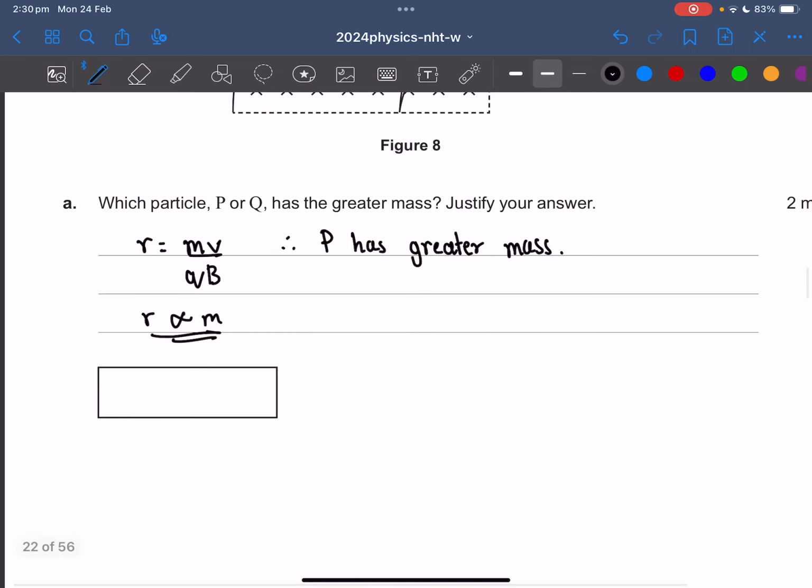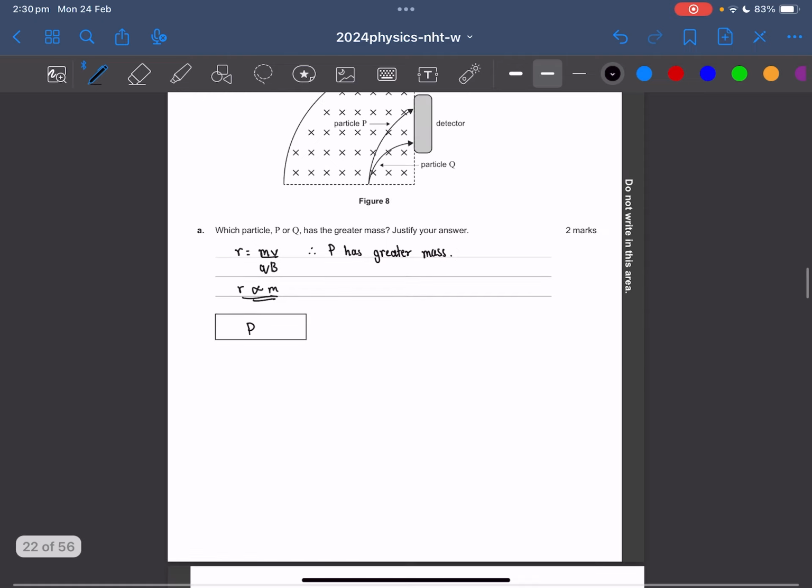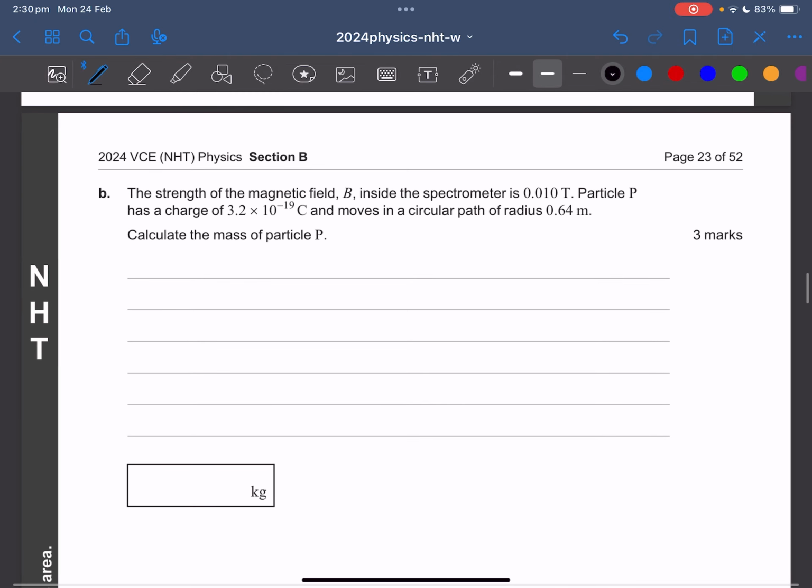Okay, so the answer is going to be P. The strength of magnetic field B inside the spectrometer is 0.01 Tesla. Particle P has a charge of 3.2, and moves in a circular path of 0.64 meters. Calculate the mass of particle P.